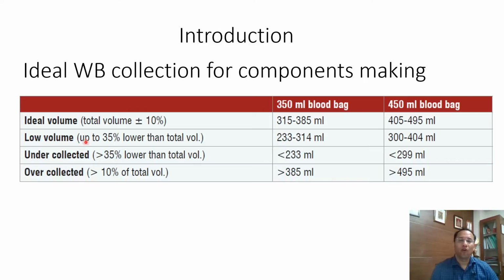When do we label a low volume red cell? It is when the volume is up to 35% lower than the total volume. So if 450 is the total volume and we reduce it by 35%, it will be 300 to 404 ml for a 450 ml bag, whereas for a 350 ml bag, it will be 233 to 314 ml.